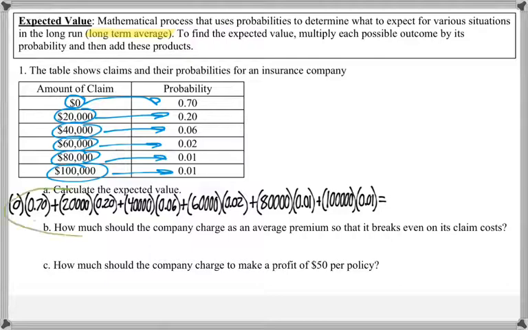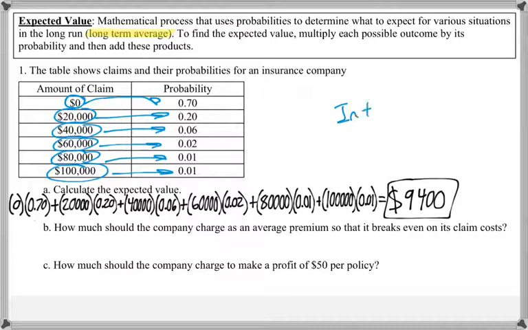So if you type this into the calculator, you should get $9,400. So in the long run, this will be the average cost of a claim.